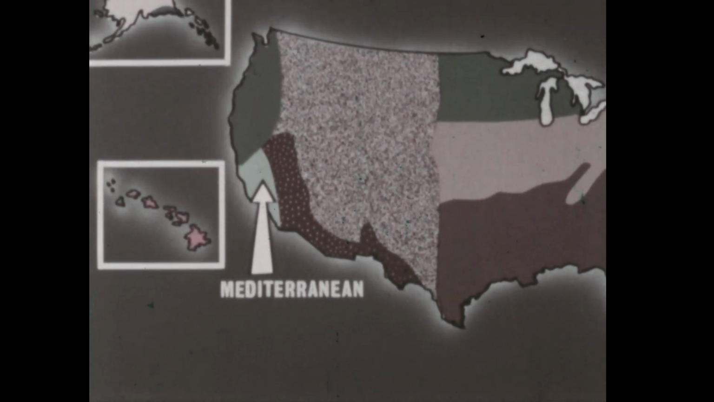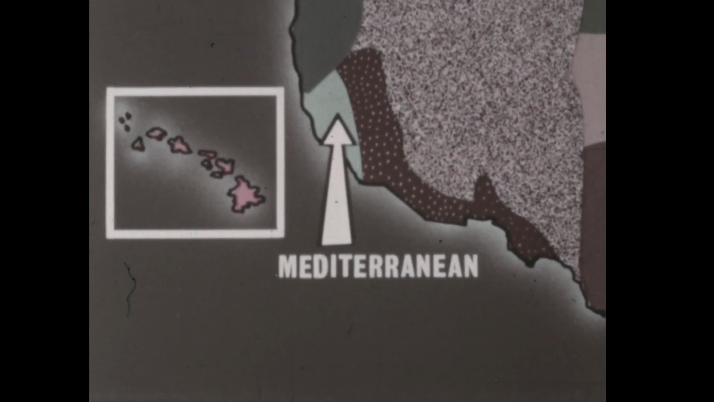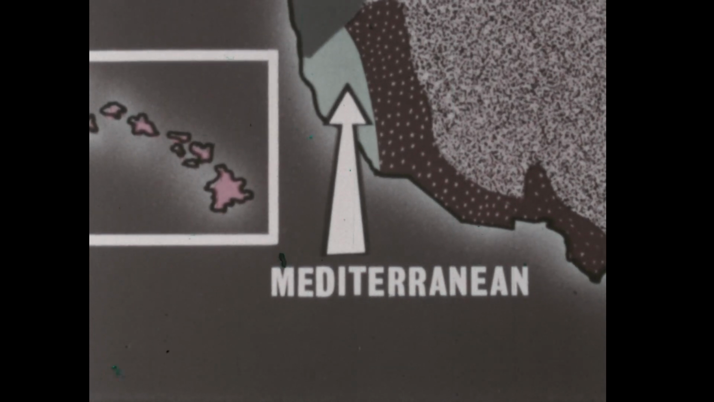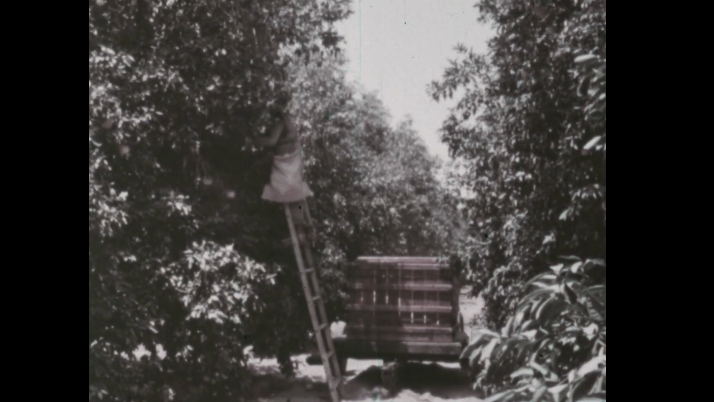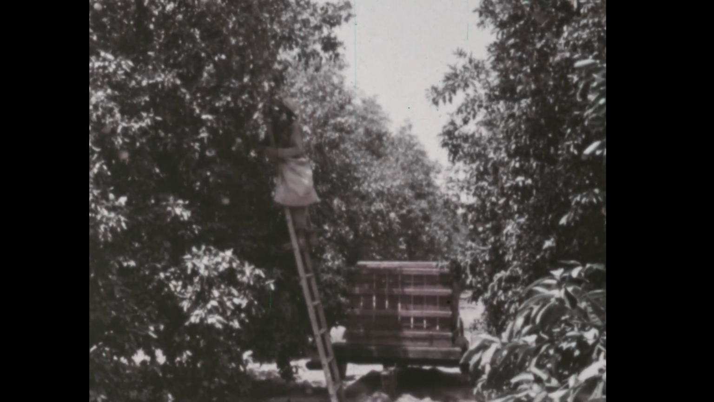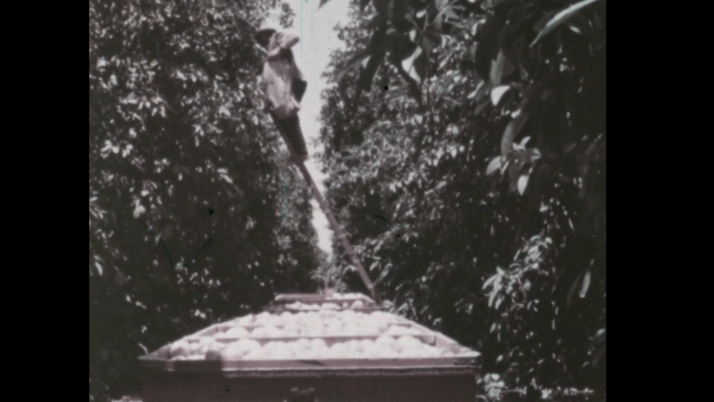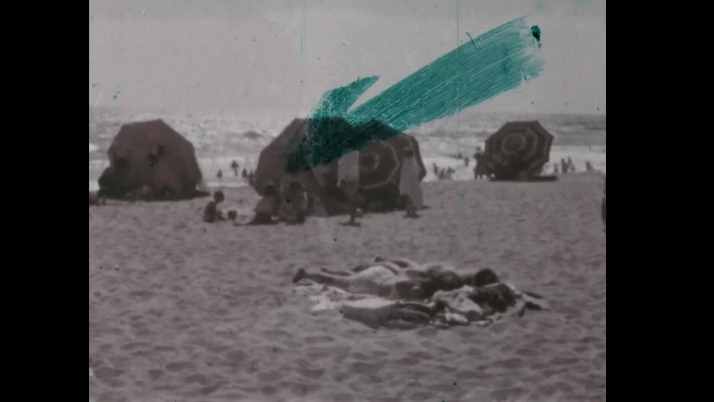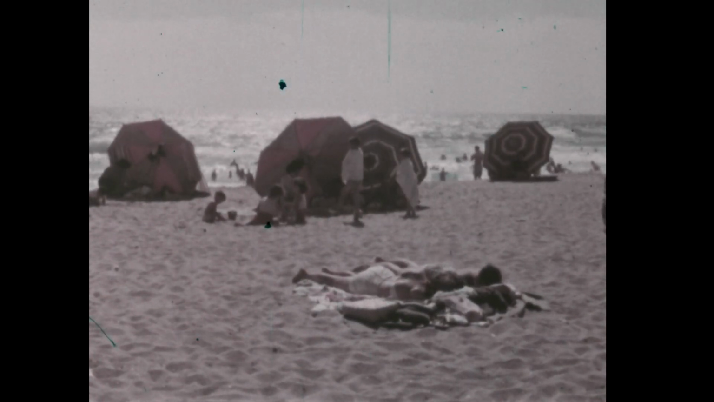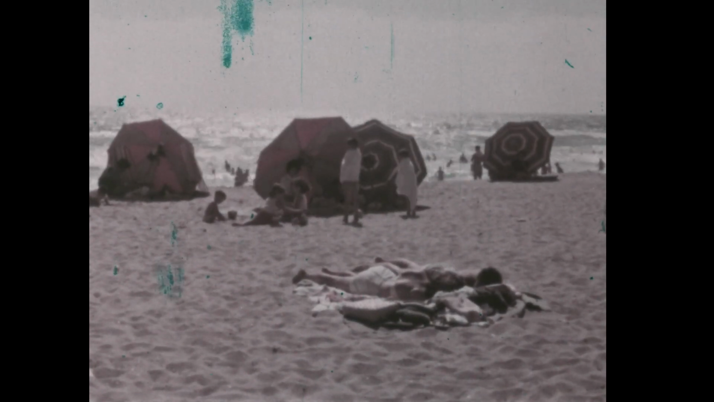Let's begin here with the Mediterranean climate. Like the sunny lands around the Mediterranean Sea, this semi-tropical region, Southern California, has a Mediterranean climate. Here, citrus fruits grow well. Throughout the year in this climate, there is generally moderate weather. Summer days are not too hot because of the cool ocean breezes.